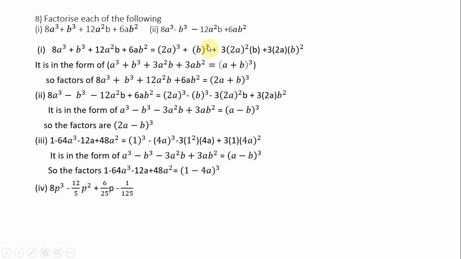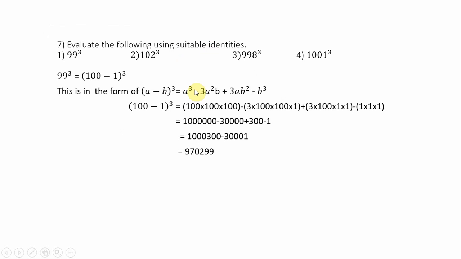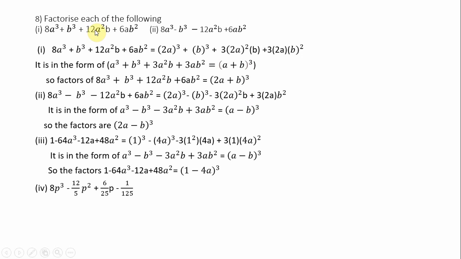Now see, children, I am bringing it to the previous formula. Which formula? Either subtraction or addition: a cube plus 3a square b plus 3ab square plus b cube, or a cube minus 3a square b plus 3ab square minus b cube. Any of those two formulas we are going to use. Now 3a square b: a is equal to what? 2a. So it is 2a square into b plus 3ab square, 3 into a value is 2a and b value is b.